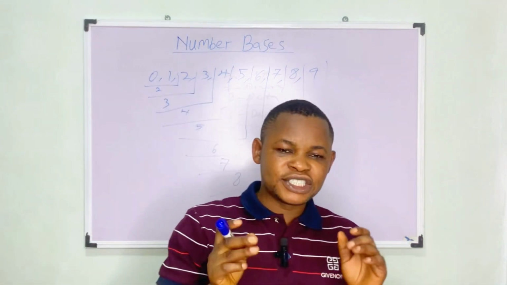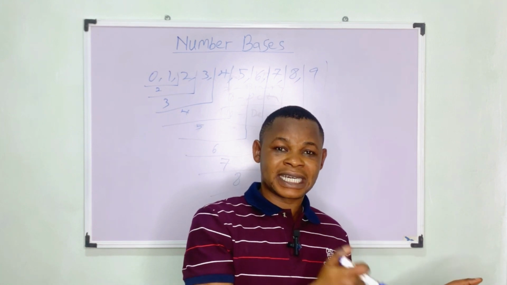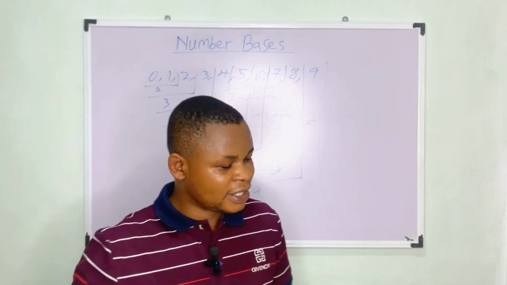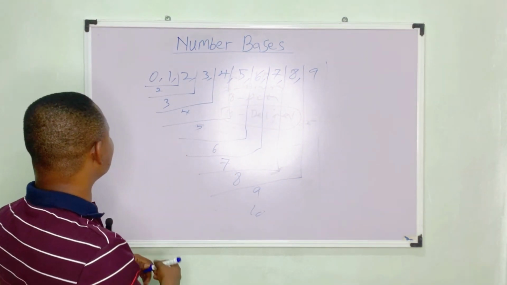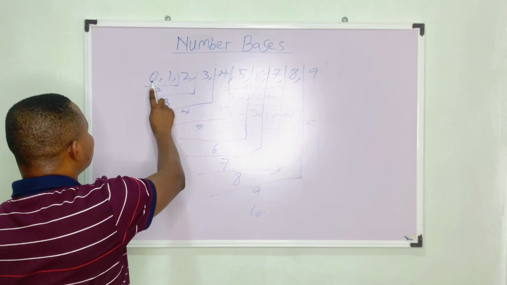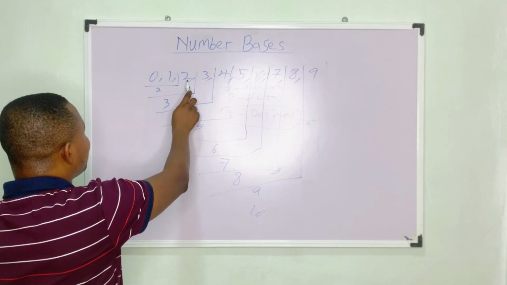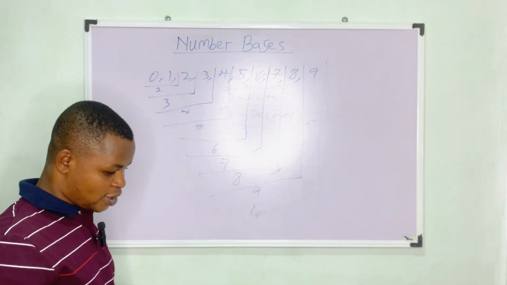Which means in each number system, the lowest number is 0. The counting starts from 0. And the highest number would be the last number in that base system. Like base 2, we have only 2 digits, which are 0 and 1. In base 3, we have 3 digits, which are 0, 1, and 2, and so on and so forth.